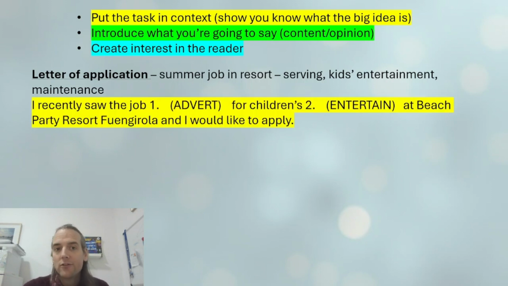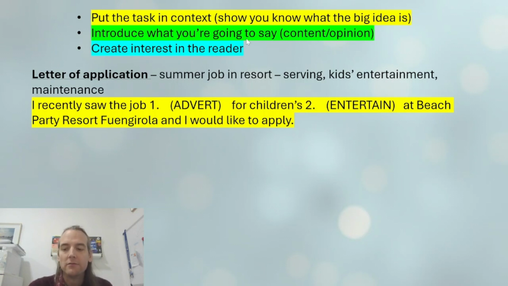I recently saw the job for children at Beach Party Resort Fuengirola, and I would like to apply. So the context is very clear here. The situation I'm explaining, yes, I saw a job and I would like to apply for it because that is the task. I was recently on holiday in Fuengirola. Lovely place, really enjoyed it. So that's our context, very clear. You're making it like a real situation.